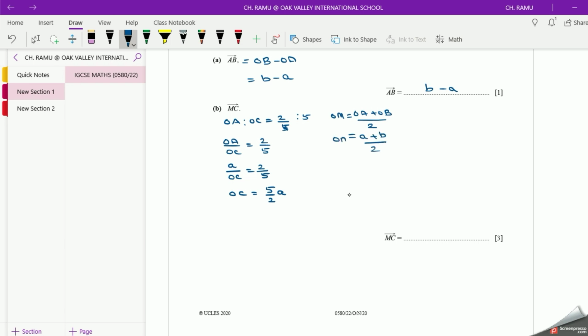Here we need to find out the value of MC. MC can be written as OC minus OM. Here we have OC is 5 by 2 a. OM means already we have the value (a plus b) by 2. LCM is 2, that is (5a minus a minus b) by 2, that is 4a minus b by 2. It can be written as (2a minus b) by 2. So the value of MC is equal to (2a minus b) by 2.